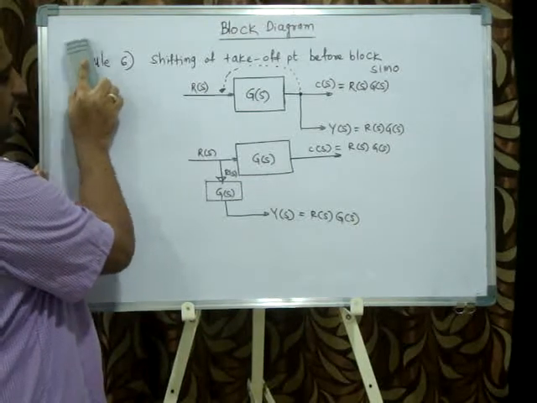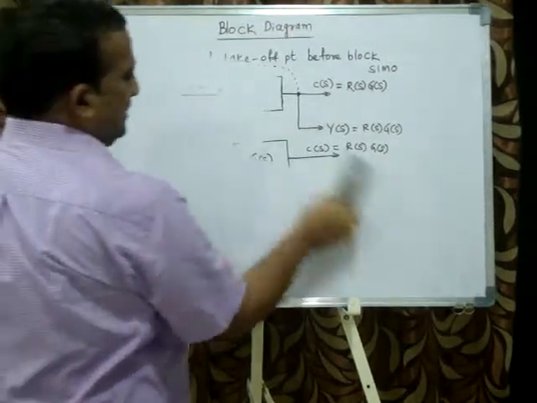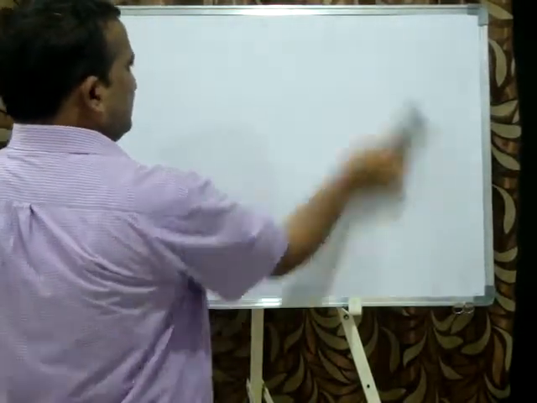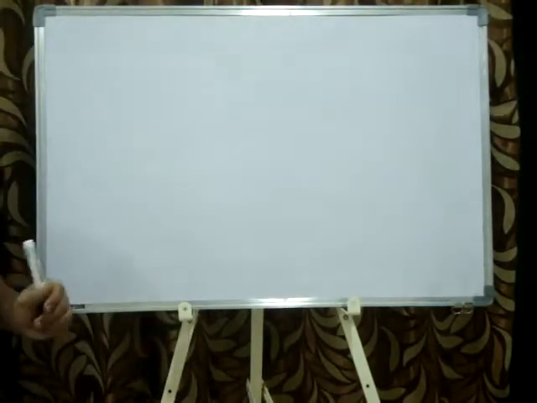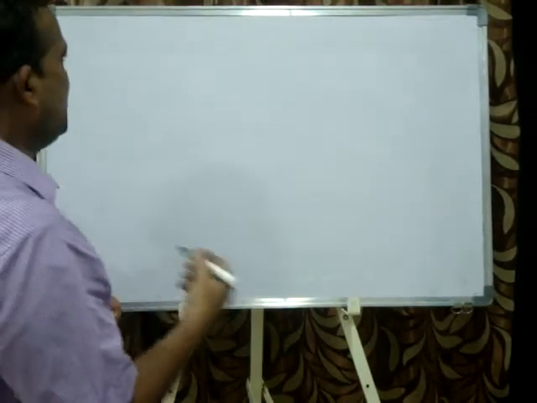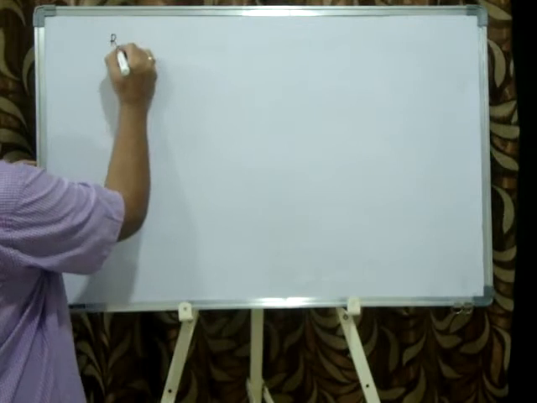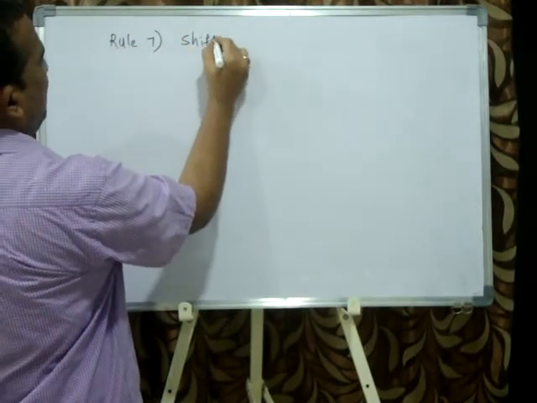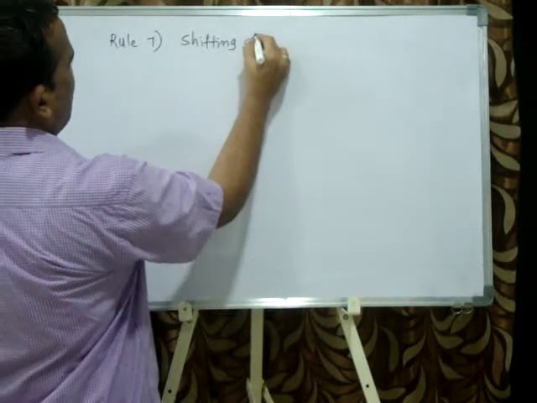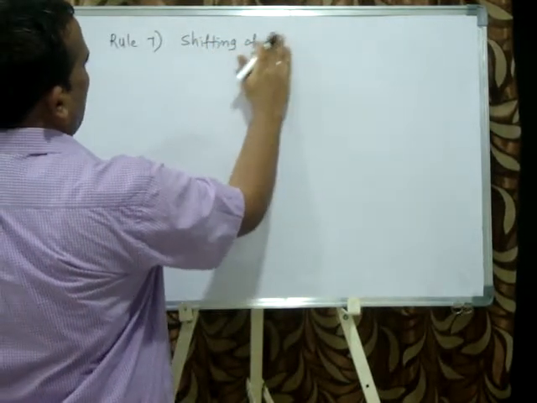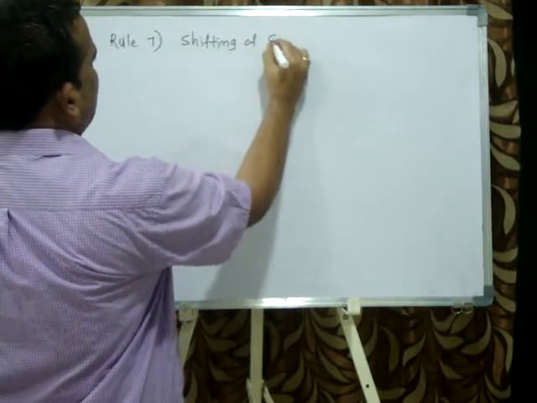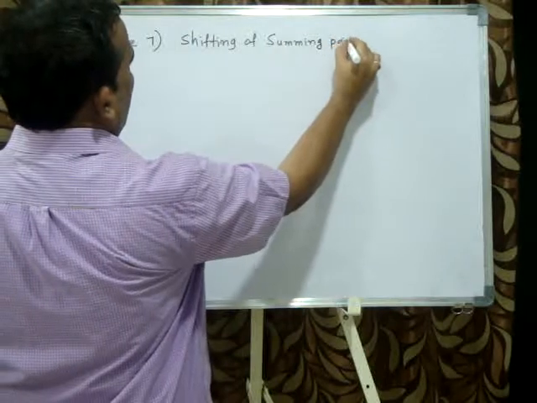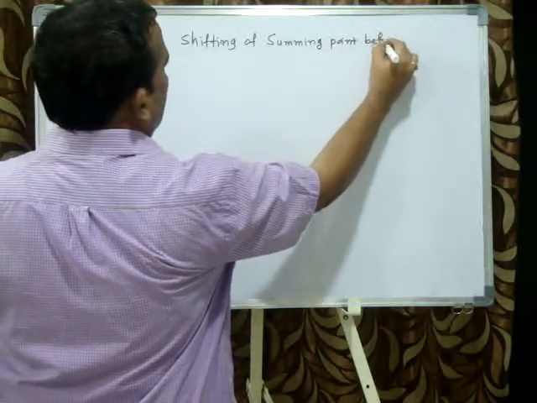Next, rule number 7. Now the shifting of take-off point is over. Now I will shift the summing point. Rule number 7: shifting of summing point before block.